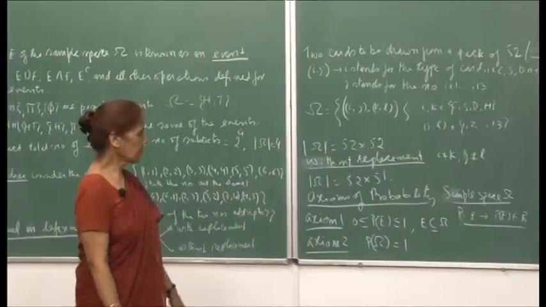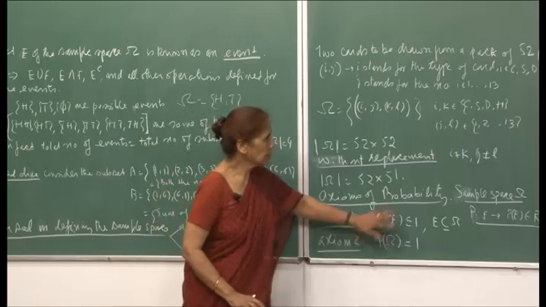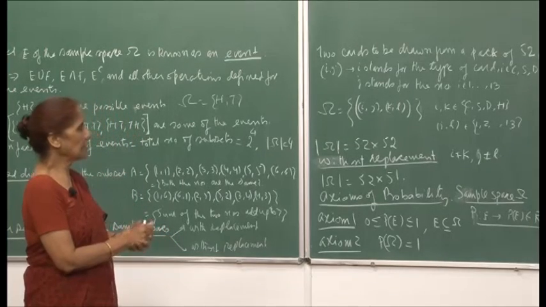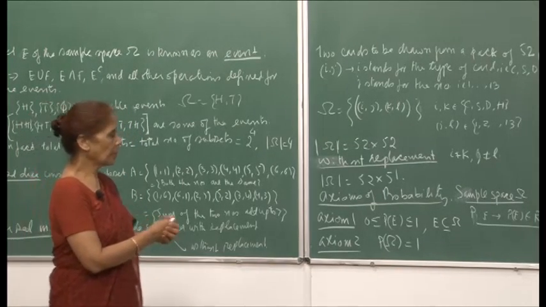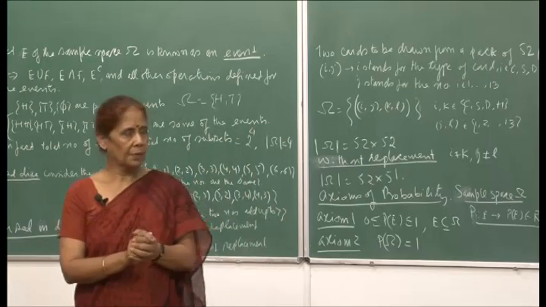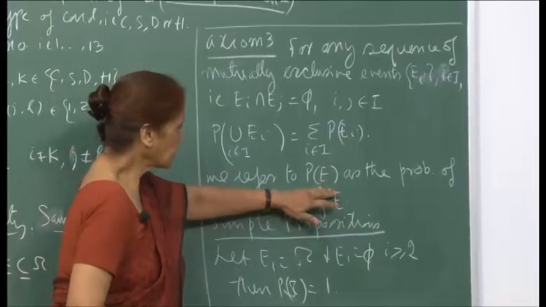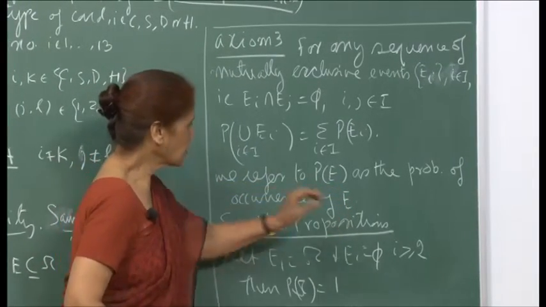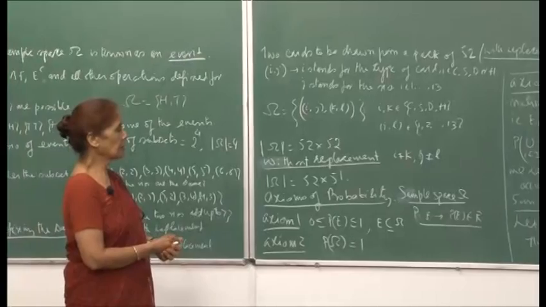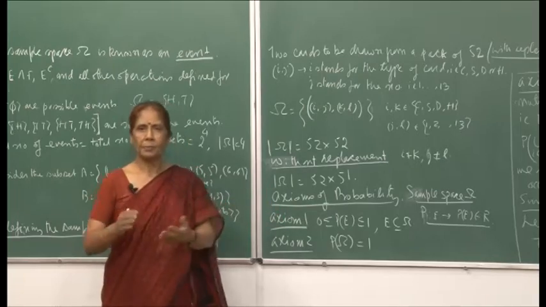Any function P which satisfies these three axioms will define the probability, and this is what we say is P(E), the probability of occurrence of E. Remember, in the beginning I said we would be trying to develop the theory of estimating the occurrence of an event. Here we have now defined what we refer to as the probability of occurrence of E, and we will now see what things you can derive. Using these three axioms, we will be able to build up the probability theory.